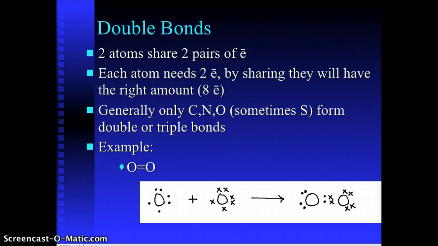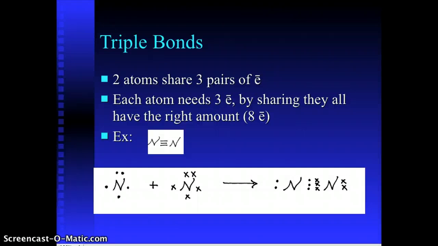And our final slide here. So again, feel free to pause if you need to catch up on your writing. Triple bonds are our last slide for today. We'll do more in here tomorrow. Triple bonds. Now we're talking about atoms that are sharing 3 pairs of electrons.